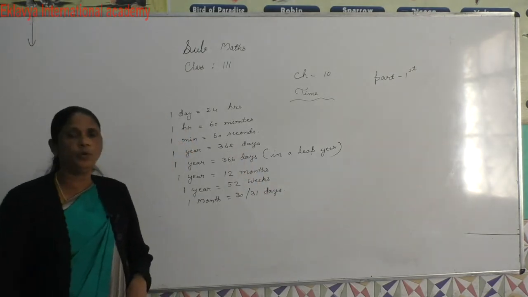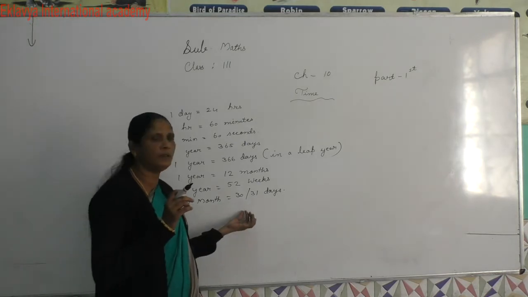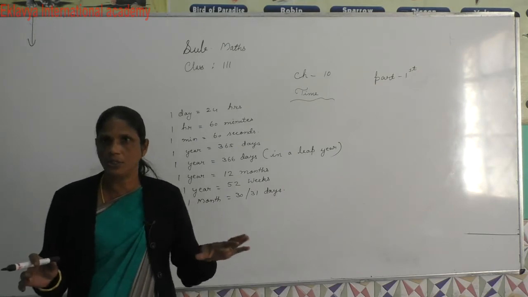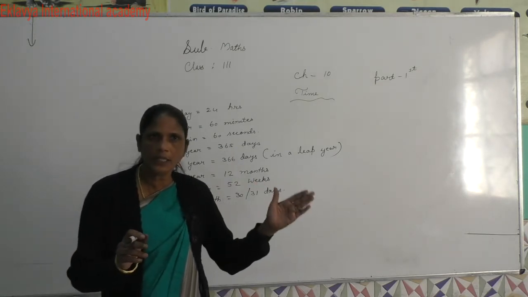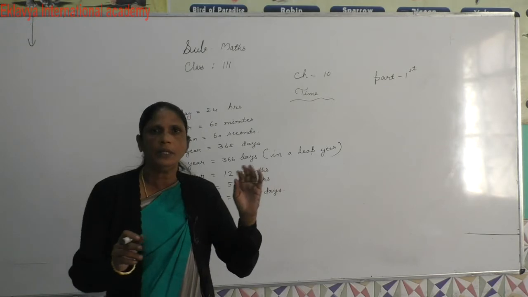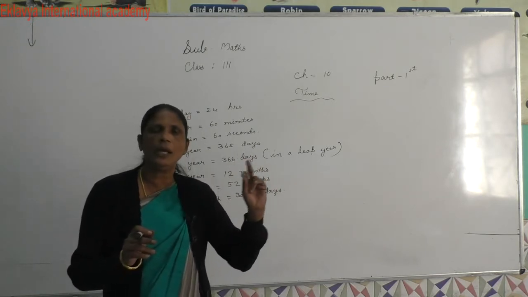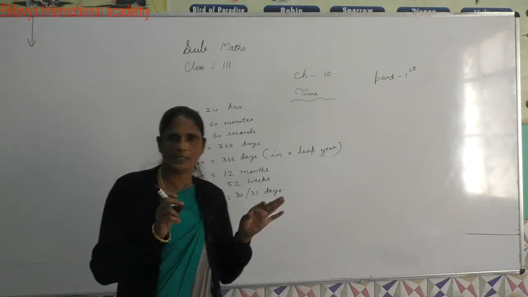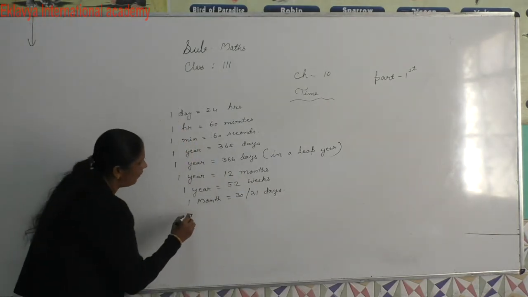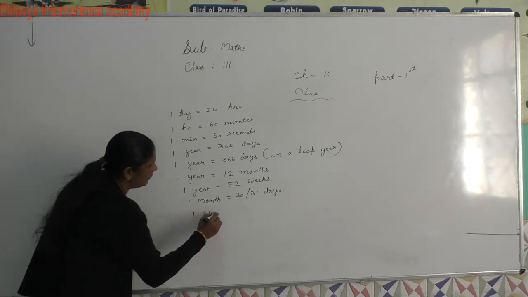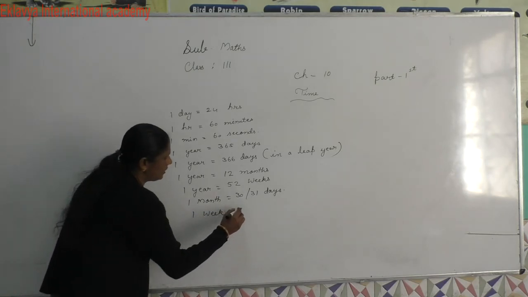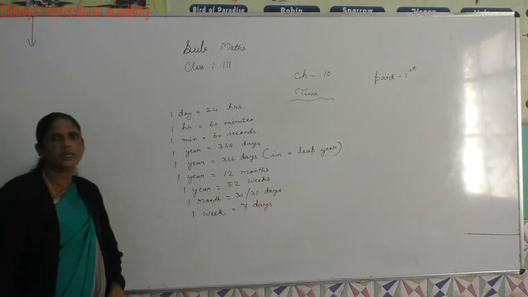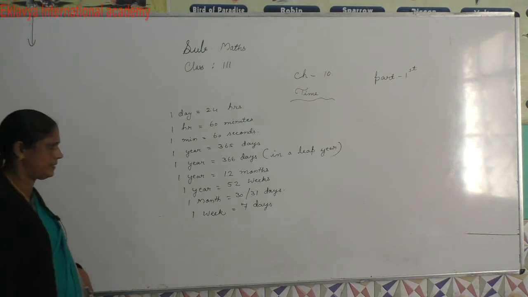According to the month, ordinarily we take 30 days. If no separate month is given in the question, you take 30 days. But if a separate month, that is July, is given in the question, how many days do you take? 31 days. Then 1 week is equal to 7 days.